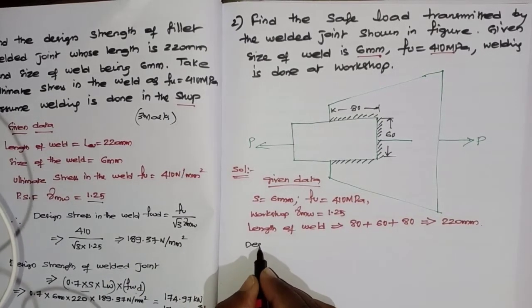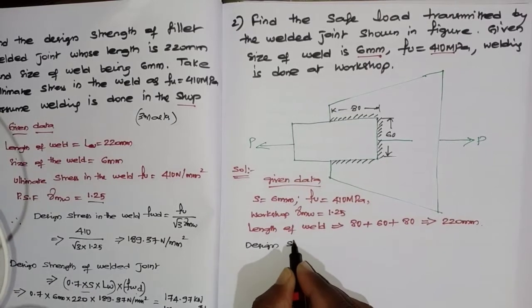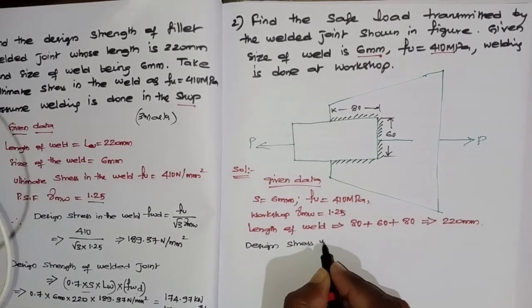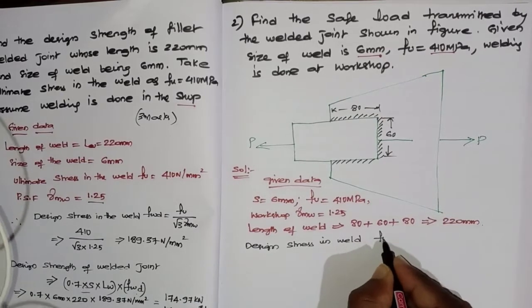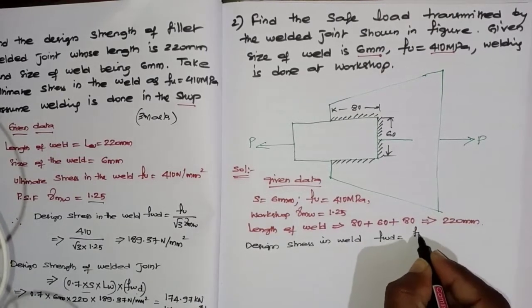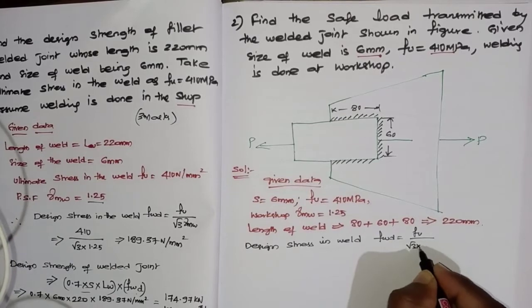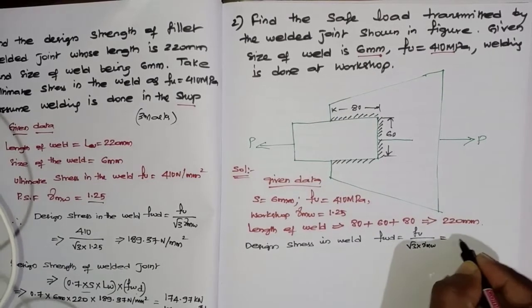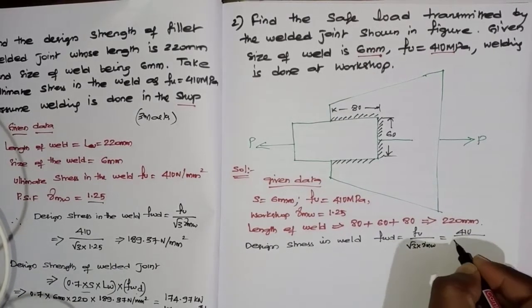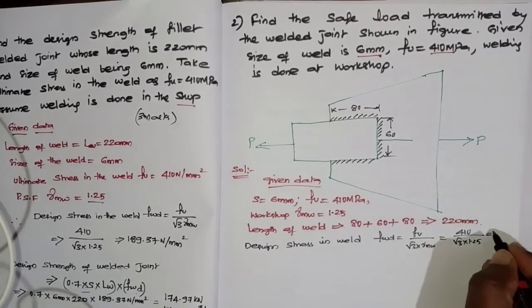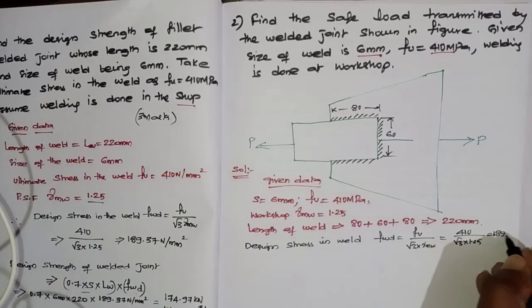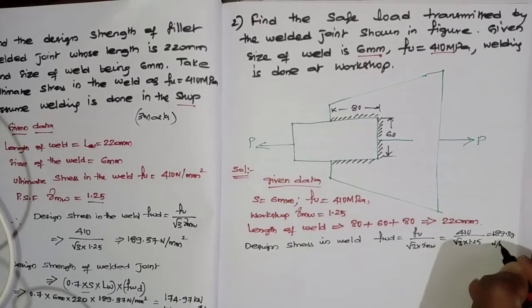Design stress in weld. How is it denoted? FWD equals FU by root 3 into gamma MW. So, same: 410 by root 3 into 1.25, you will be getting around what? 189.37 Newton per mm square.